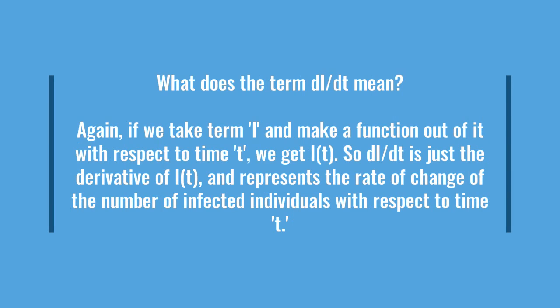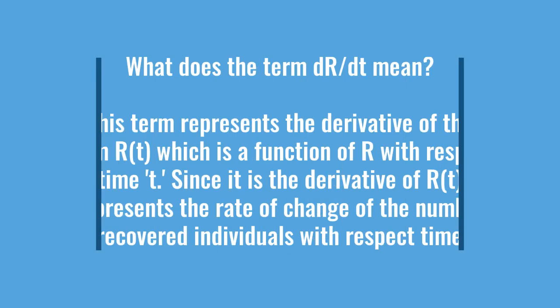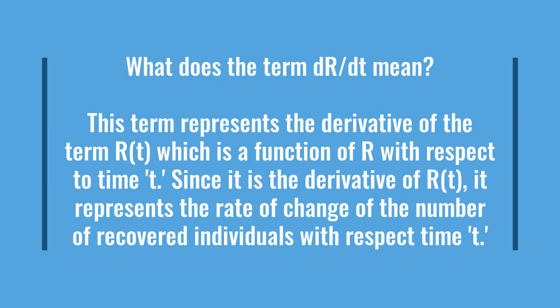So getting back to these derivatives, dI over dt is the derivative of I of t, and represents the rate of change of the number of infected individuals with respect to time t. Last one of these derivatives here, dR over dt is the derivative of R of t, so it represents the rate of change of the number of recovered individuals with respect to time t.